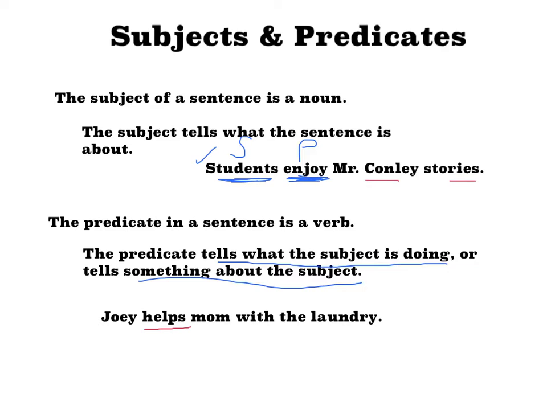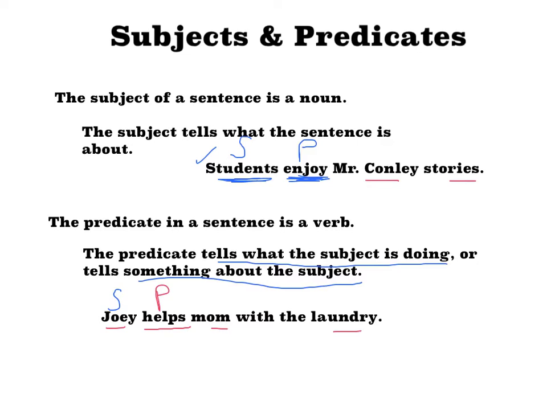Okay? Now the question is, who helps Mom with the laundry? Because this is another sentence where we happen to have three nouns. Joey is a noun, Mom is a noun, and laundry is a noun. But only one of them can be the subject. And in this case, the person that helps or is doing the helping is Joey. So Joey is the subject in this sentence, and helps is the predicate in this sentence.